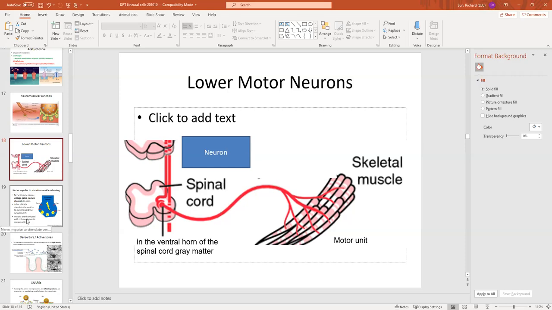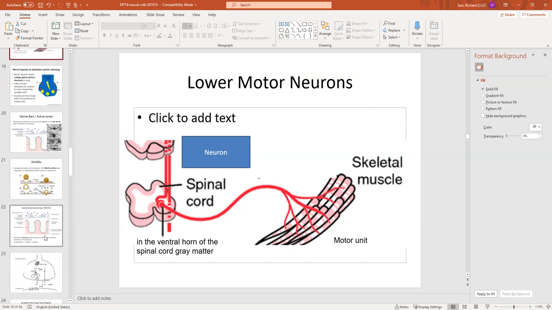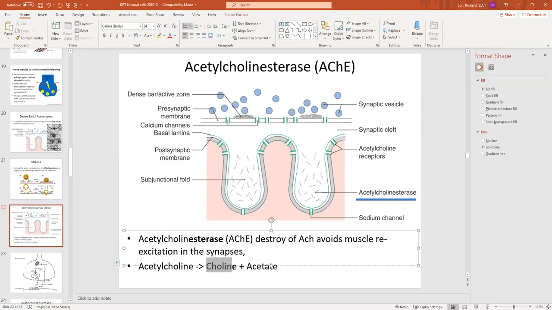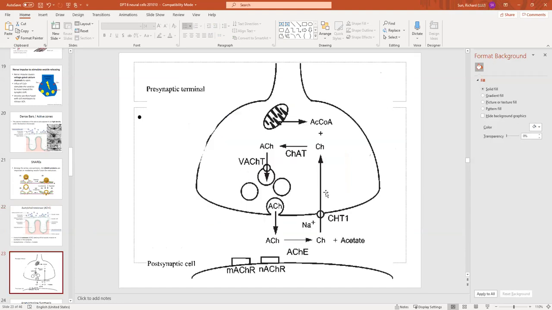The way it's reused is that the acetylcholine is esterased to form choline. So choline is produced down here. Choline then gets transported back to the axon terminal, then regenerates the acetylcholine. And so we have the new acetylcholine. So basically, very quickly we can reproduce this acetylcholine locally in the axon terminal.